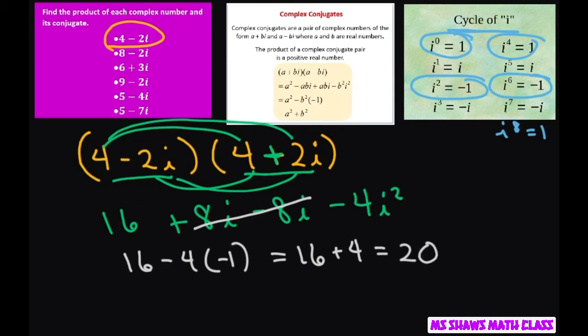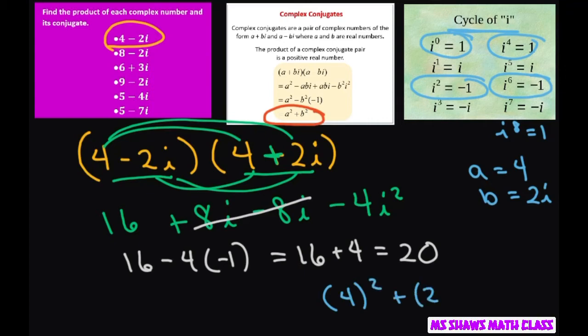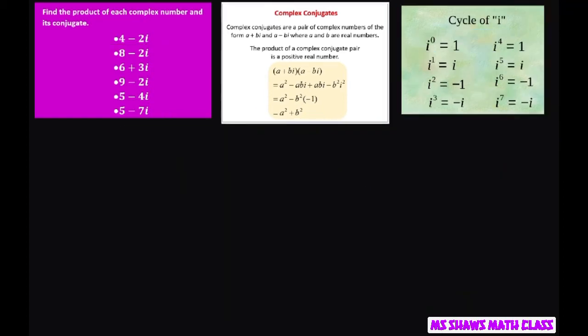So basically that gives us our formula that it really just equals a squared plus b squared. So if we set a equal 4 and b equal 2i and use our formula, we're just going to get 4 squared plus 2 squared. And b is just 2, not 2i. All right, and that's going to give you 16 plus 4, which equals our 20.